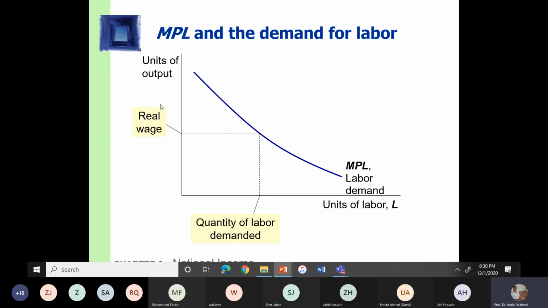मार्जिनल प्रोडक्ट ऑफ लेबर कर्व। सप्लाई ऑफ लेबर कैसे है? सप्लाई ऑफ लेबर हमने क्या अज्यूम किया था, डू यू रिमेम्बर?